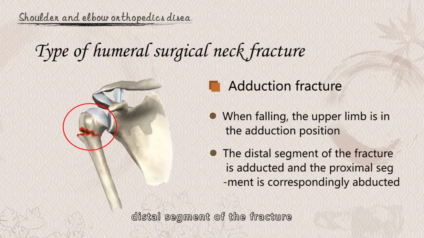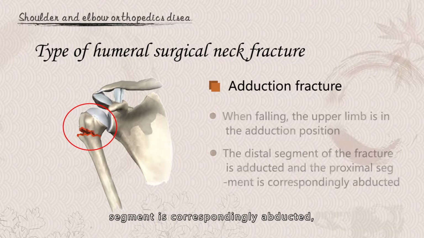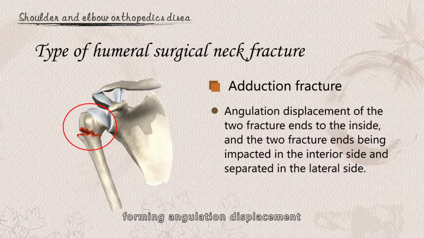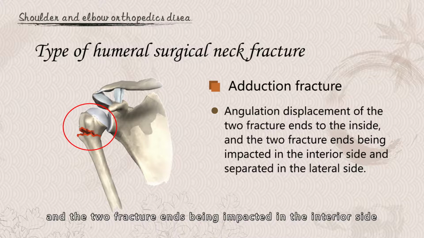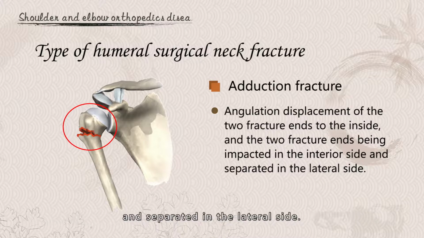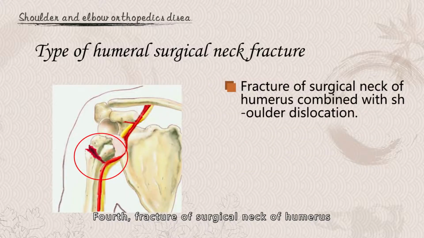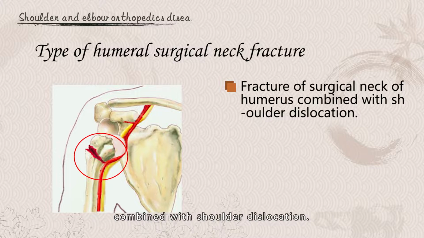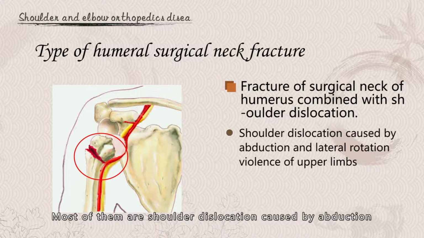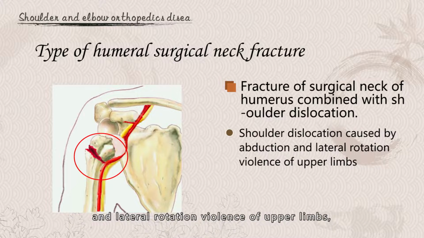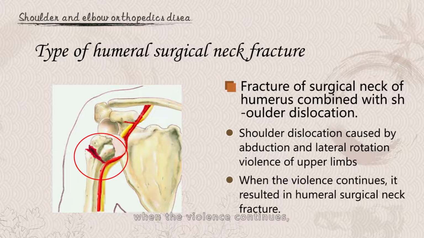Third, adduction fracture. When falling, the upper limb is in the adduction position and pulled by muscles, so that the distal segment of the fracture is adducted and the proximal segment is correspondingly abducted, forming angulation displacement of the 2 fracture ends to the side, with the 2 fracture ends impacted on the medial side and separated on the lateral side. Fourth, fracture of surgical neck of humerus combined with shoulder dislocation. Most of them are shoulder dislocation caused by abduction and lateral rotation violence of upper limb. When the violence continues, it results in humeral surgical neck fracture.